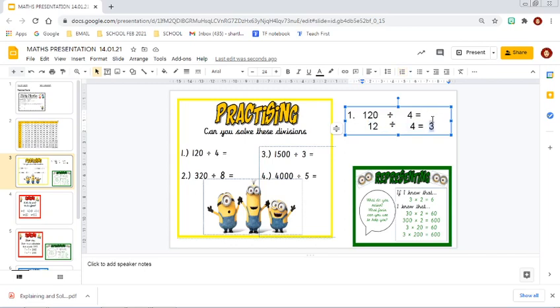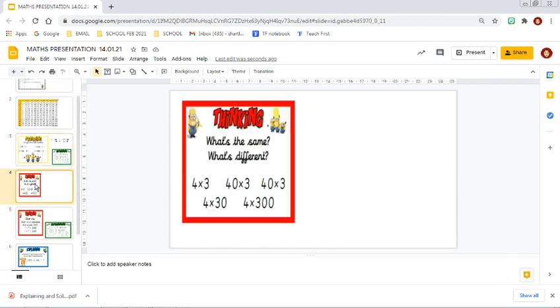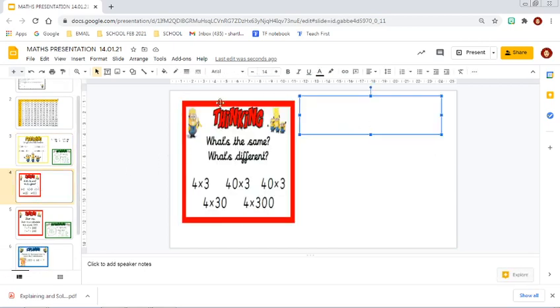So the 3 1s, if you're using a place value grid, moves to become 3 10s. And I know that 120 divided by 4 equals 30. And you can also see that 30 is 10 times bigger than 3. Please use that working model as an example to help you with the practicing challenges question 2, 3 and 4. After, please make a start on thinking 1 challenge.